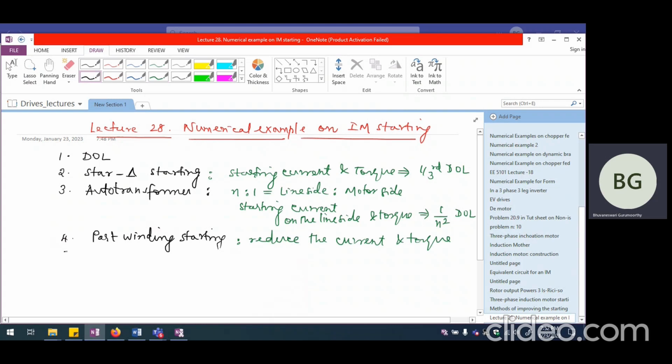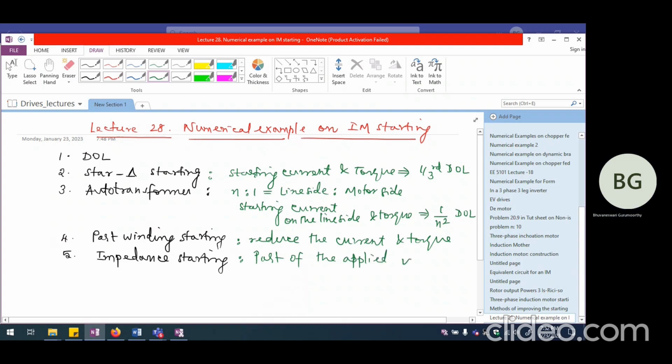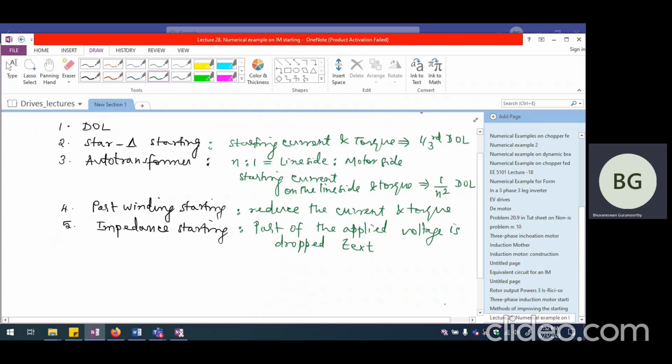Then the fifth method that we talked about was impedance starting, where we can have a variable impedance connected in series with the induction motor winding. Part of the applied voltage is dropped in the external impedance. So we will apply only part of the voltage to the induction motor, due to which the current is going to be limited and we are also going to have less torque.